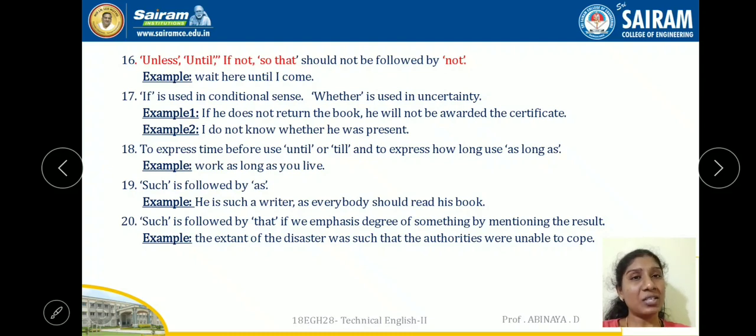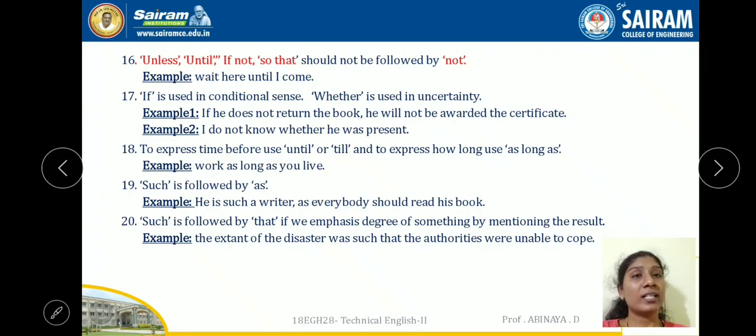19th one. Such is followed by as. Previously we have seen in this regard that describe, treated, portrayed, all these words are used with as. So here also the word such is followed by this as. He is such a writer as everybody should read his book.